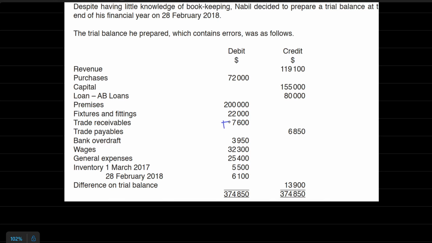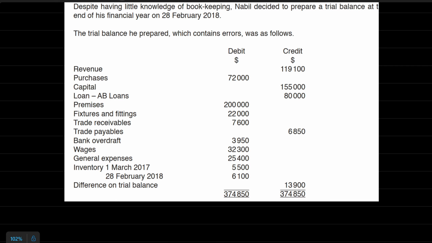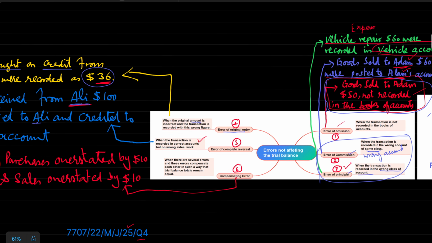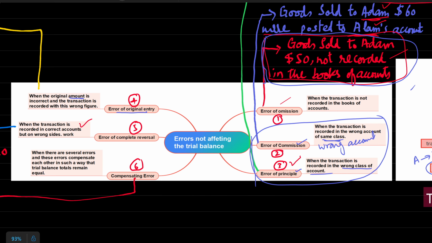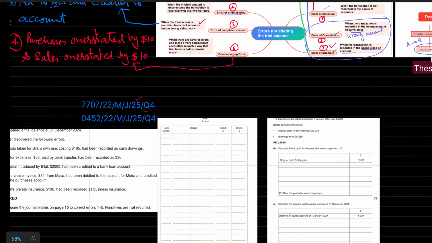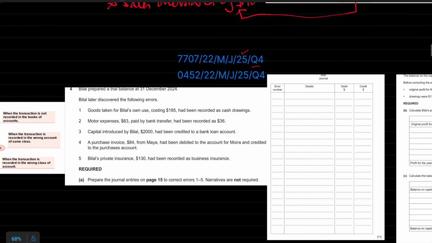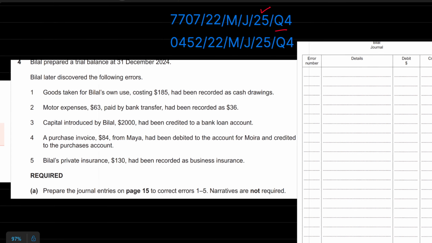For example, we have trade receivables overstated by 50 and wages understated by 50. So these will cancel out the effect of each other. Trial balance totals will still remain equal. So students, these are the 6 errors. In Cambridge exams, you might be asked to write definitions, you might be asked to identify the names of errors from the given transactions. Now we will try to solve the May-June 25 question of errors.